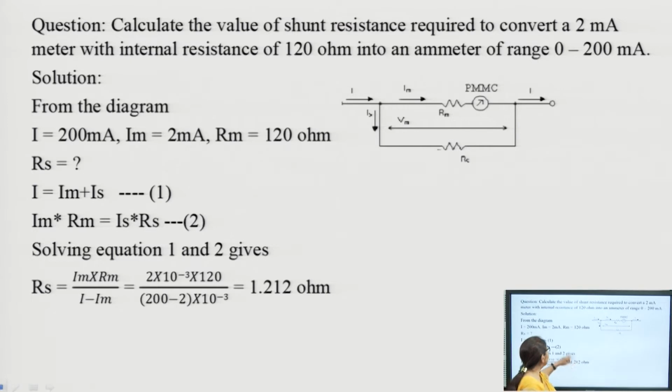So, we can see from this question that the meter resistance is 120 ohm, but the shunt resistance that we are using here to increase the range is 1.21 ohm. So, it is very low with respect to this resistance.